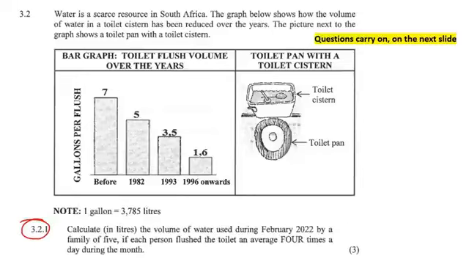So they tell us that water is a scarce resource in South Africa. Do you guys remember, just by the way, I can't remember exactly what year it was, I think it was maybe 2017, where South Africa had a water shortage. I don't know if some of you can remember that, but I remember I got pretty stressed about it.